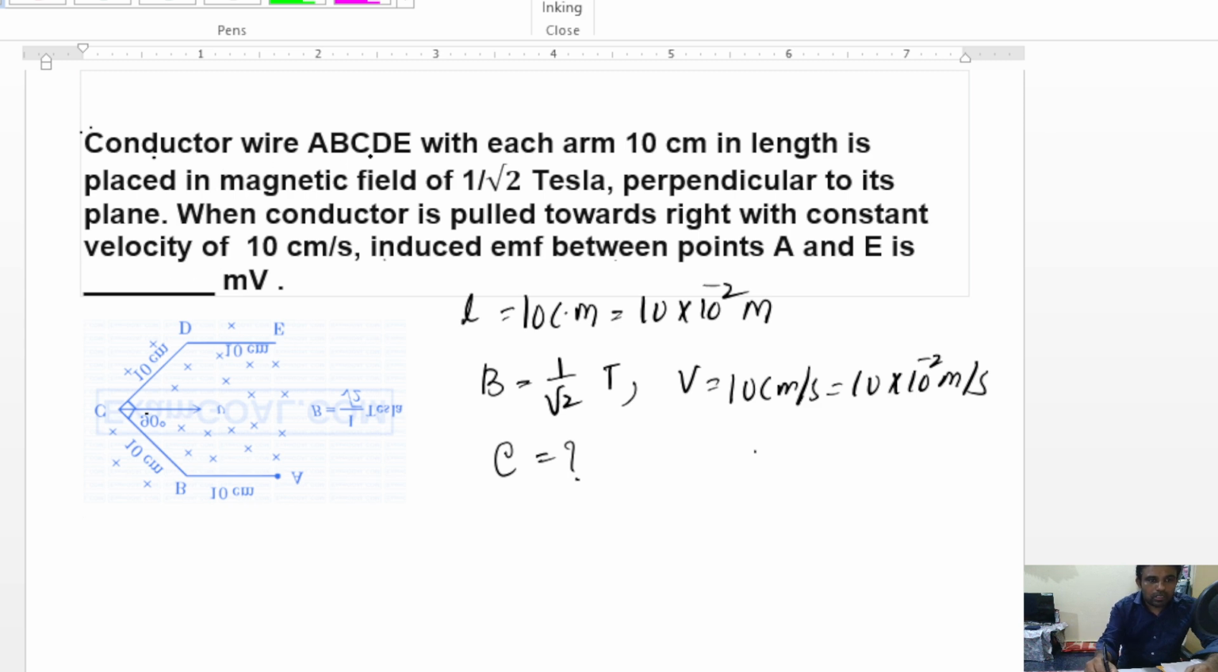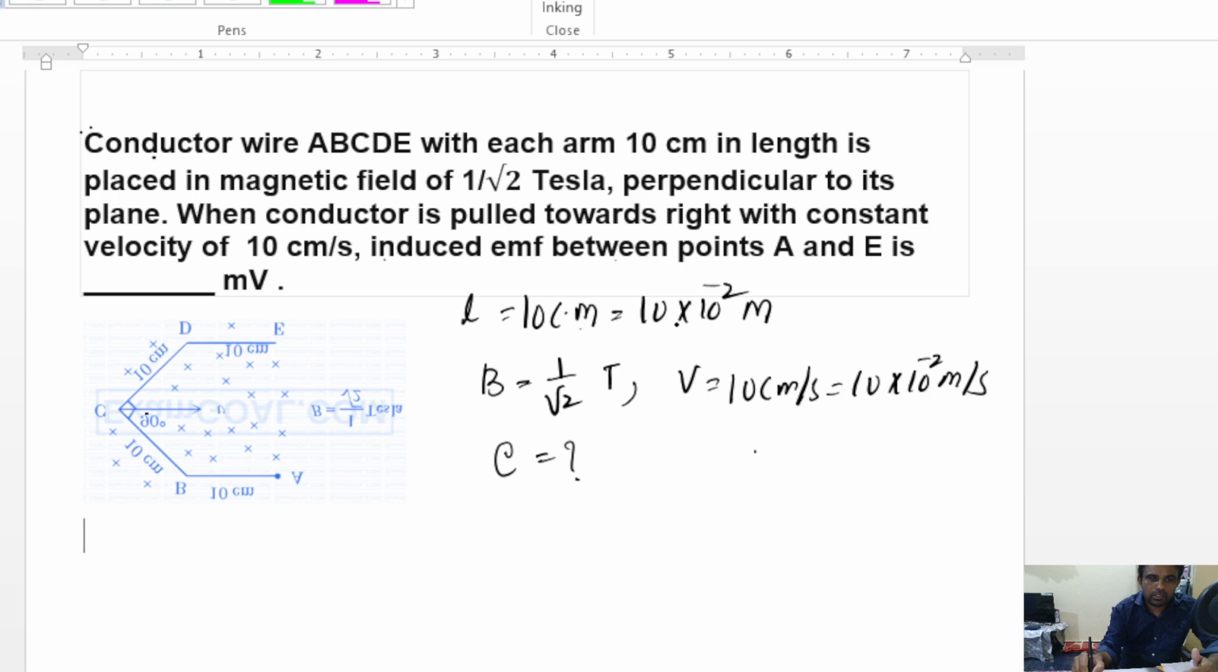A conductor wire ABCDE, with each arm 10 centimeters in length, is placed in a magnetic field of 1 by root 2 Tesla perpendicular to its plane. When the conductor is pulled towards the right with a constant velocity of 10 centimeters per second, the induced EMF between points A and E is dash millivolts. The given data: length is 10 centimeters.